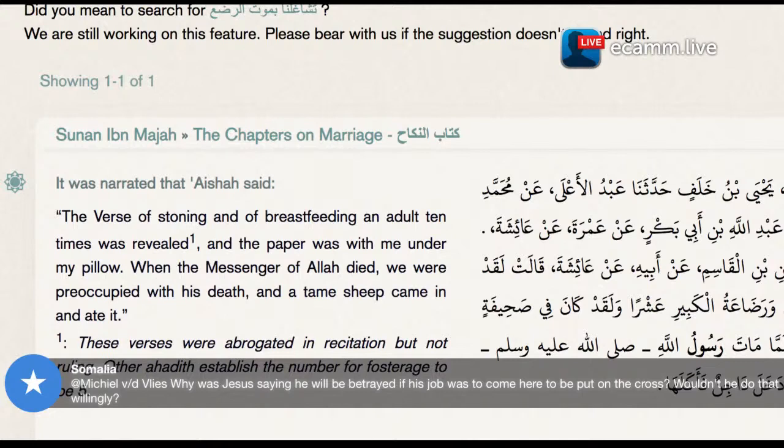The crucifixion, or the cross, was a future event, and Jesus did not come to the earth seeking the cross. This is not what the Bible teaches. Jesus came to the earth, and yet he knew that they would crucify him.